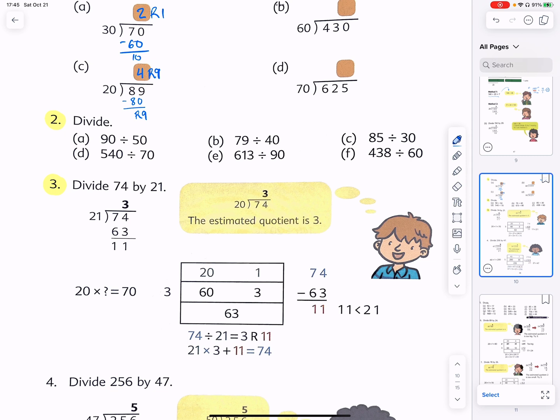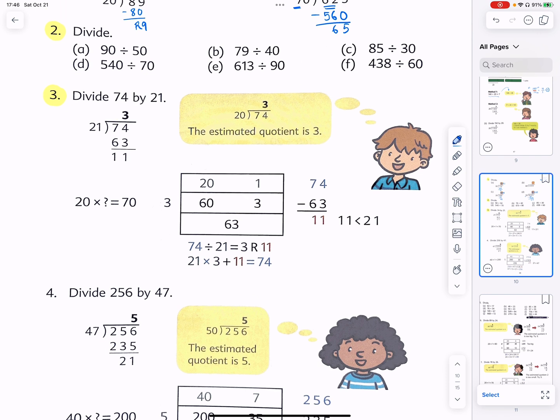Let's look at number D. How many times does 70 go into 625? Well, let's ask ourselves an easier question. How many times does 7 go into 62? And we can think that 7 times 8 is 56. So let's say 8 times. Let's do the multiplication. 70 times 8 is 560. And the remainder is 65. Remainder 65. My friends, let's move on to number 2.